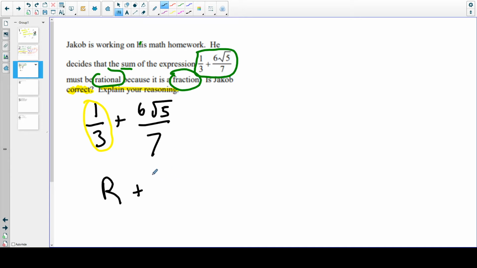Okay. Now, check this out. You ready for this? This is a fraction, right? Fractions that have numerator and denominator as integers are rational. Well, let's see if this fraction has integer numerator and denominator. Well, the denominator is definitely a rational number. But what about over here? 6 times the square root of 5.